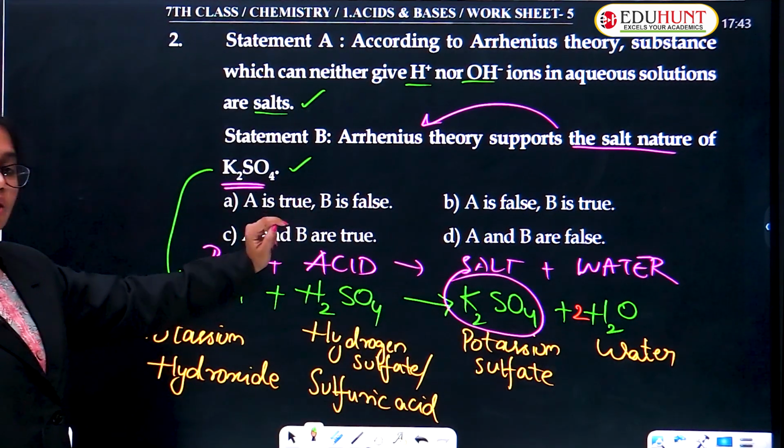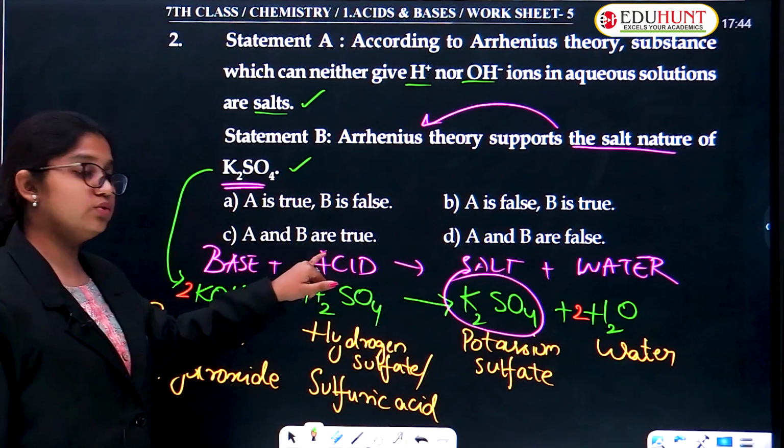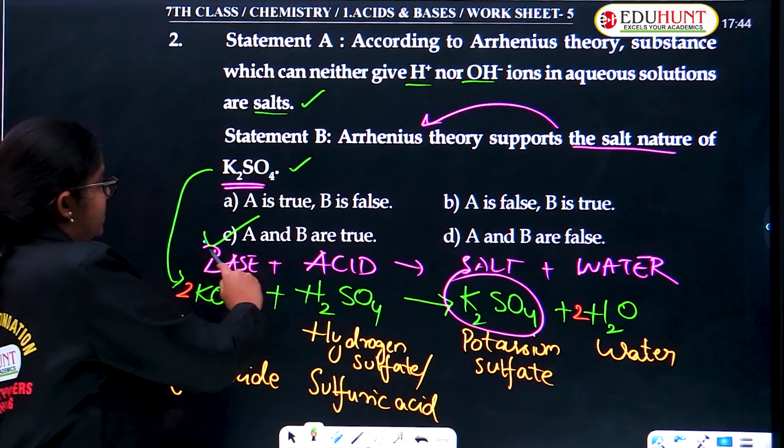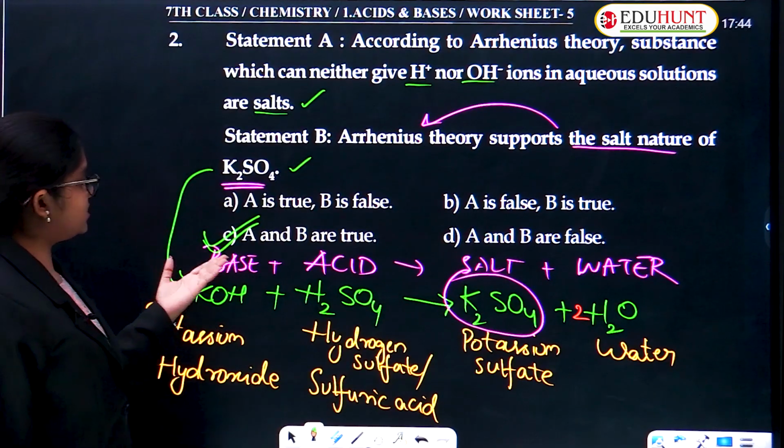A is true, B is false? No. A is false, B is true? No. A and B are true? Absolutely C. Yes, C is the right option. Okay. A and B are false or not right? So option C is true, because why?